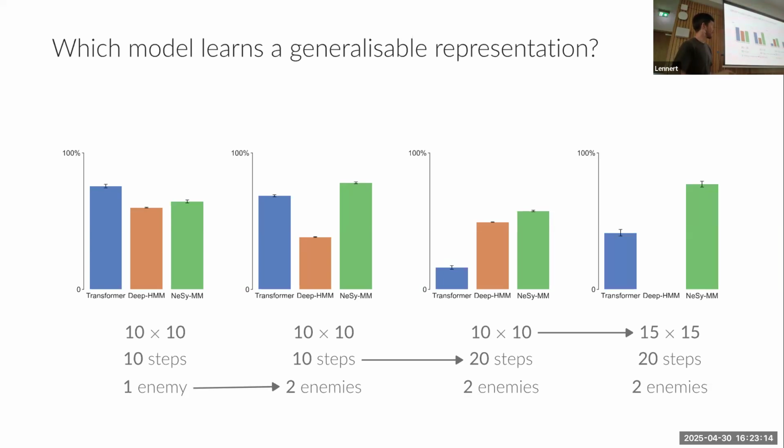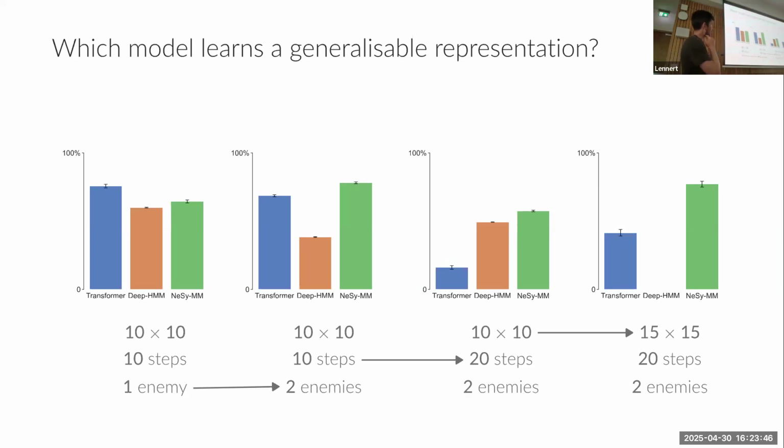And we have one more, namely just increasing the grid size. Here, the deep HMM is not shown because it's not applicable. It needs a fixed grid size for its transitions to work. The others do not need that because everything is internal. And the same average conclusion holds. In general, or on average, the NESIMMs seem to be a good trade-off in generalizability and more robust to changes in the environment.